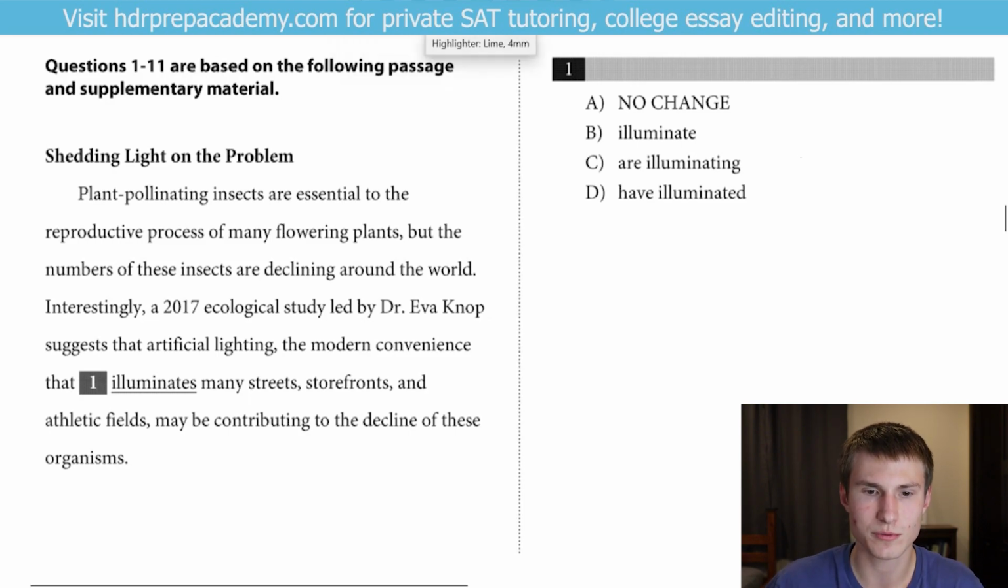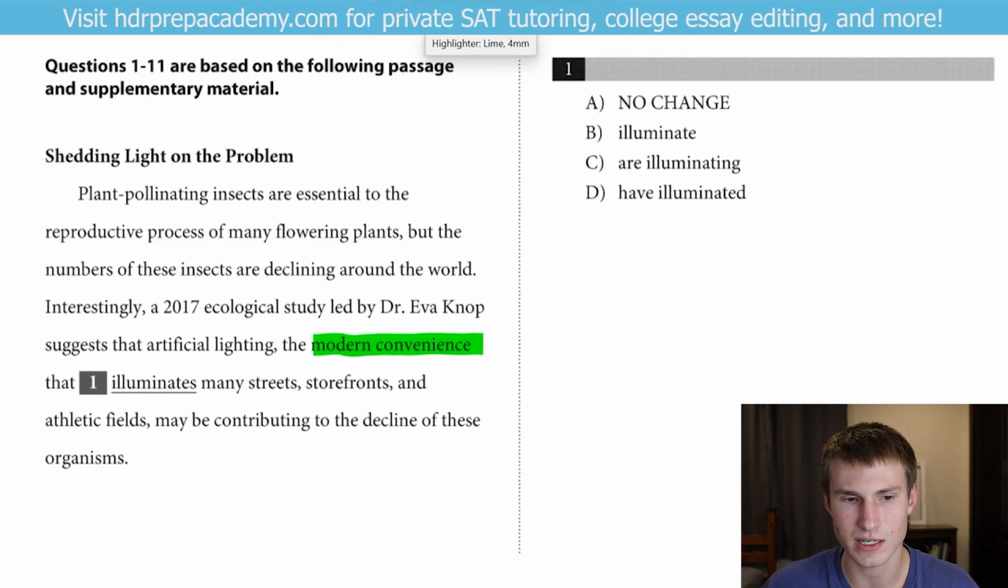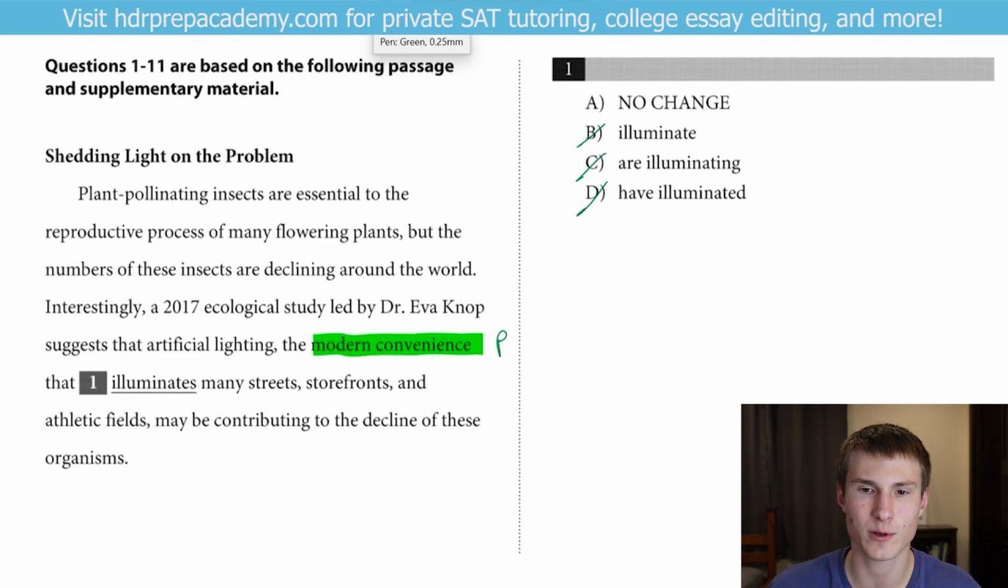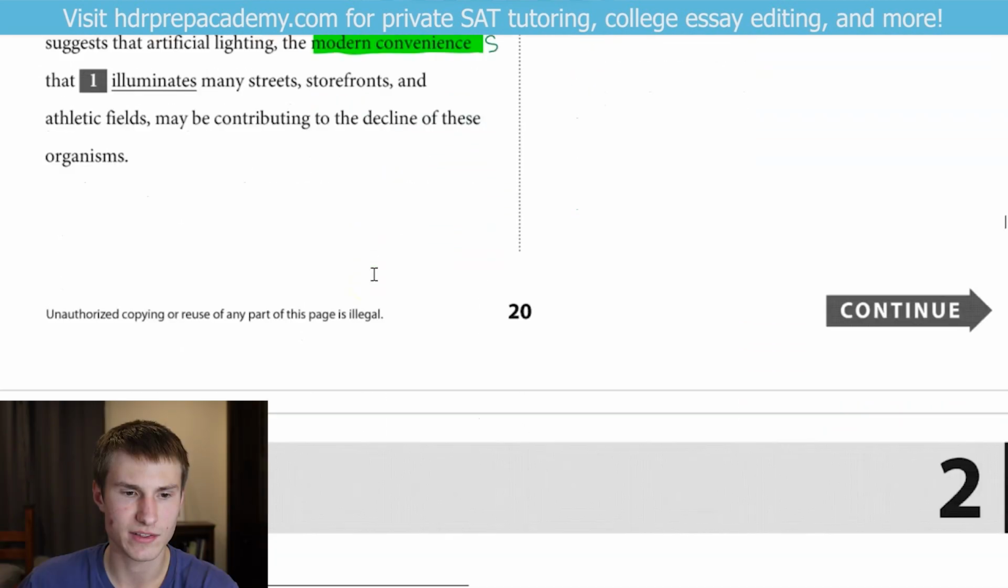All right, so in this case, we have our subject, the modern convenience. That's going to be singular, so we need a singular verb, right? In this case, our singular verb would be illuminates. Illuminate would be plural, okay? Are illuminating would also be plural, and have illuminated would also be plural. In this case, we know our subject is singular, therefore we have to have the singular verb illuminates, and our answer's got to be A.